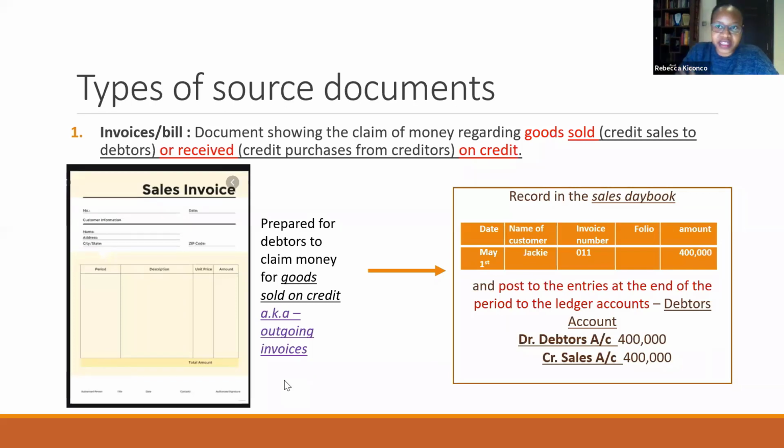This is the source document. The sales invoice is the source document upon which we are getting information. That means we have made sales on credit. What happens when we make sales on credit? We open up a subsidiary book, or a journal, that is called a sales day book. Also, it is called a sales journal.